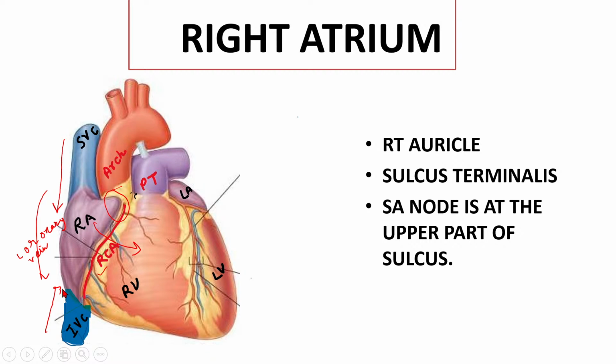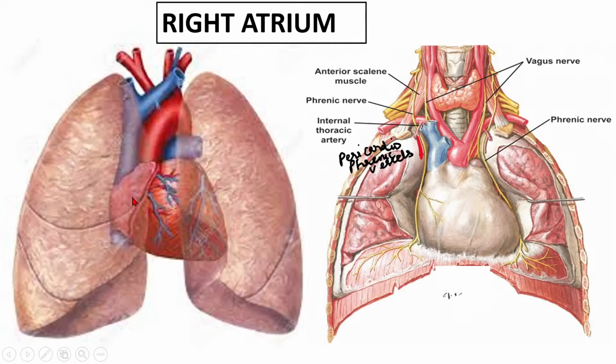Now, regarding the relations of the right atrium, as we see in this diagram, here it is the right atrium. The right atrium is covered anteriorly by the anterior part of the mediastinal surface of the right lung along with its pleura, and this mediastinal surface of the right lung and pleura are separated from the right atrium by the three layers of the pericardium, that is one layer of fibrous and two layers of serous pericardium.